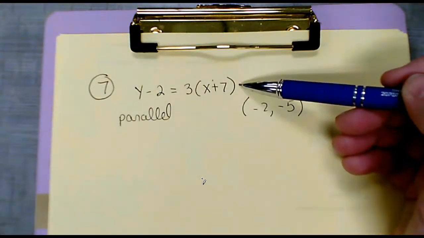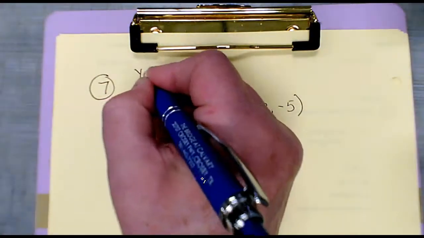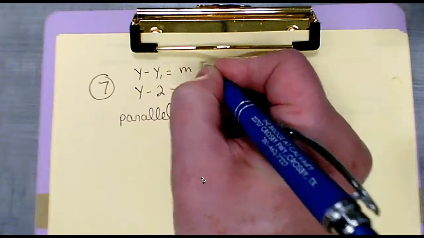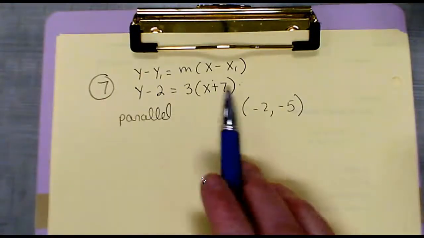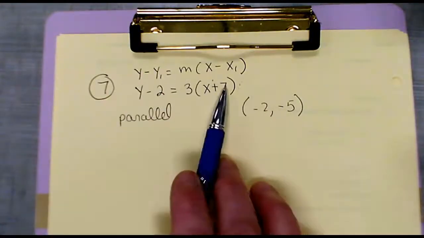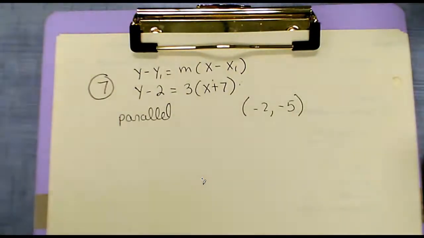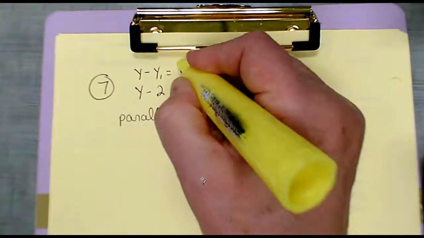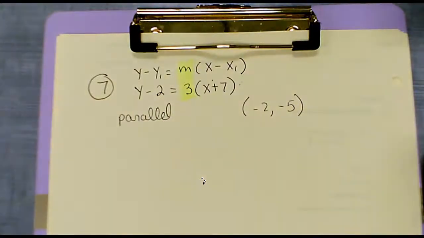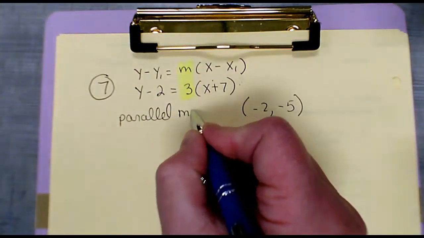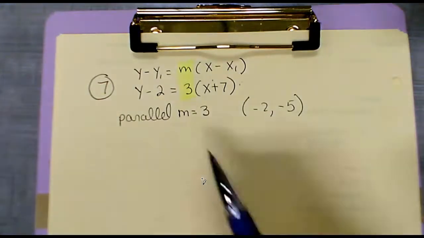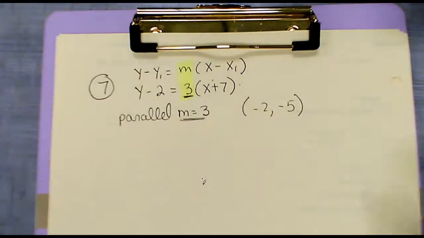What's the slope of this line? Oh, by the way, this is the form I am using. So what's the slope of this line right here? What does M stand for? So what number's lined up with the M? 3. And what are you supposed to remember about parallel lines and slope? Parallel lines have the same slope. So my new line is going to have the same slope that that one does.